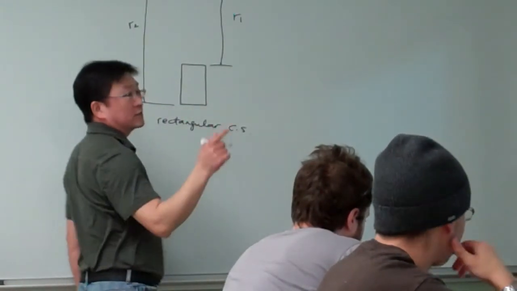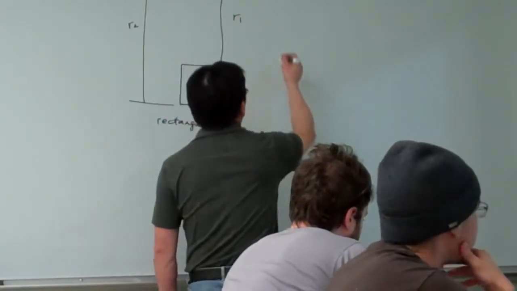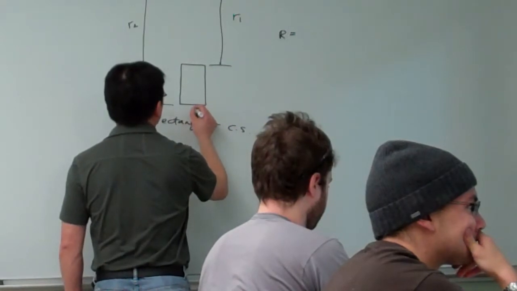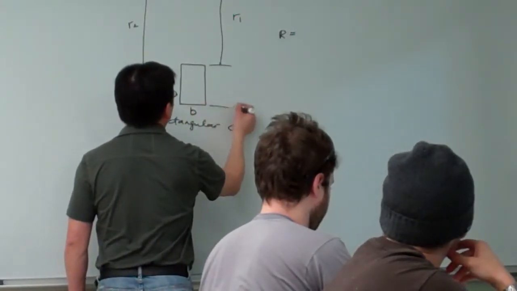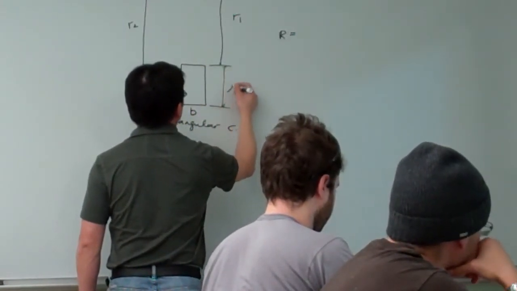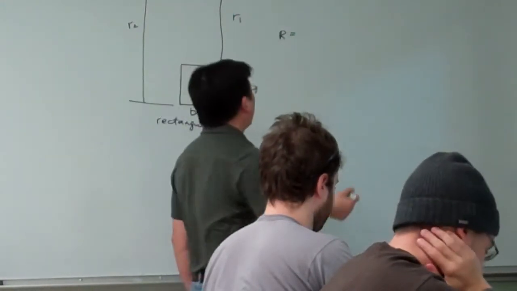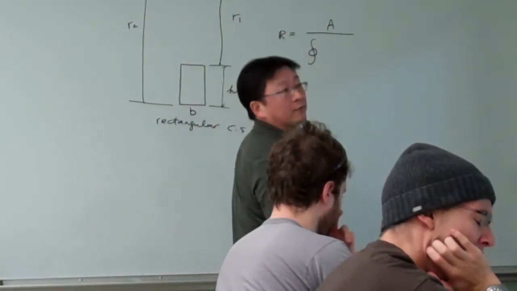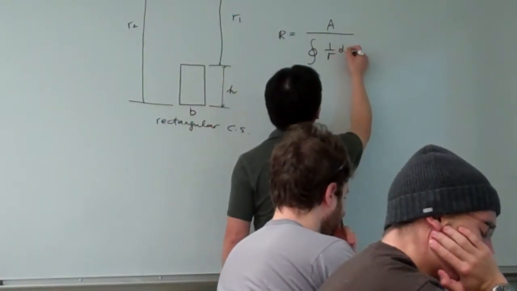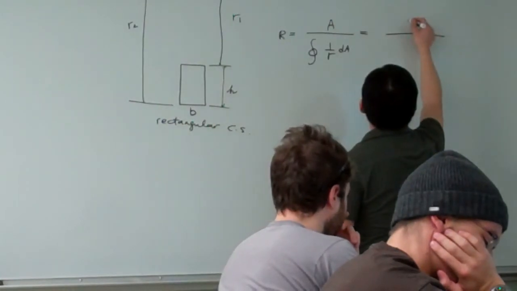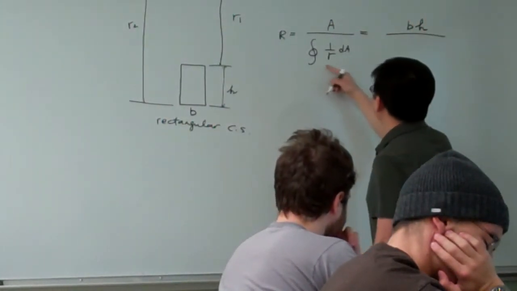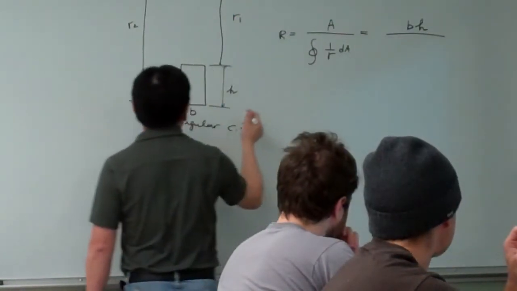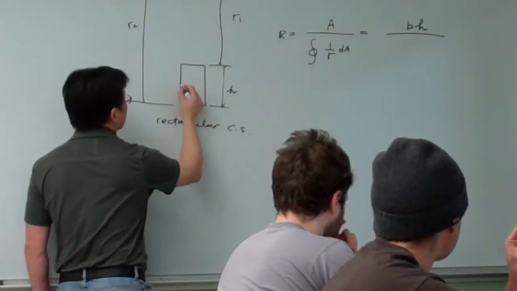So for this case, we see how we can implement that calculation. So R will be equal to, and let me give a dimension here. So for example, this is B, and this is H. Okay. So R simply equals A divided by the integral of dA over R. So A equals B times H, and for this one, this is the integral. And integration, you can see, we can do this one.